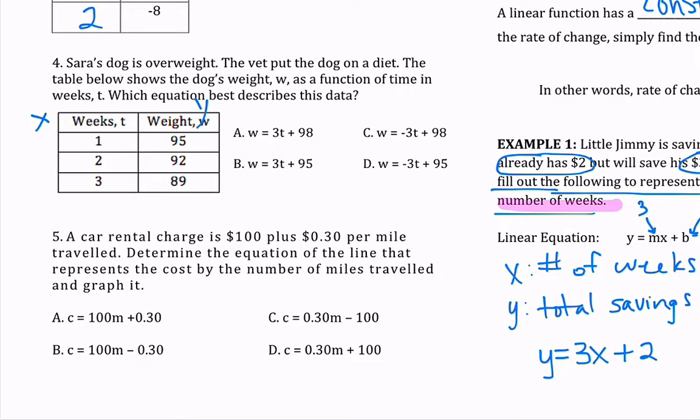All right, so let's find our slope. So look at your y values, 95, 92, 89. I know it's going down, so that's subtraction. And it's going down by 3, 95 minus 3 will give you the 92. 1, 2, 3. Weeks is going up, so that's addition. And to get from 1 to 2, we add 1.